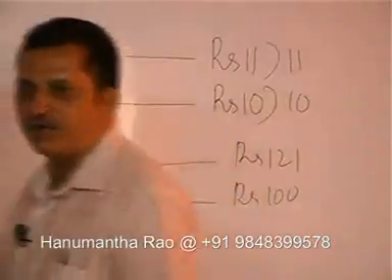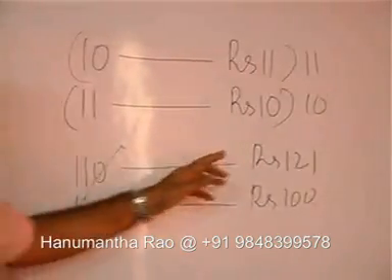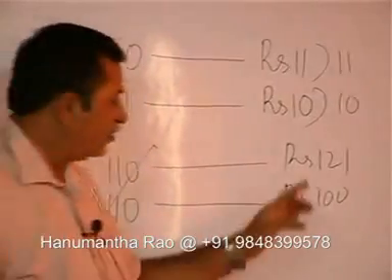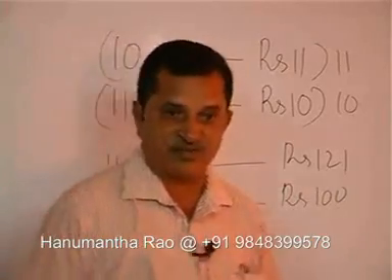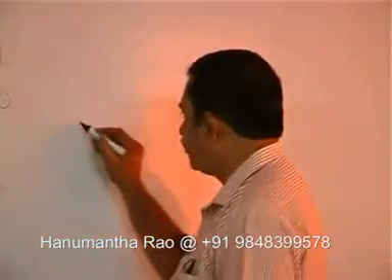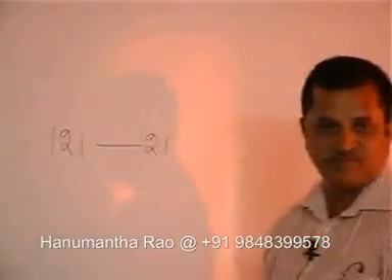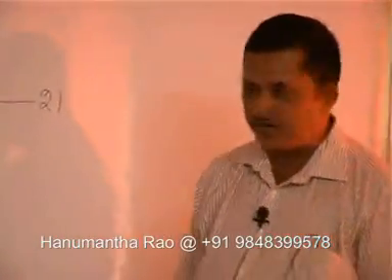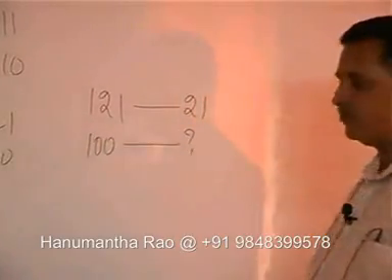Then forget about the number of articles. For every 121 rupees investment, that fellow is getting 100 rupees, not 121. 121 rupees is the investment, 100 rupees is the selling price. So for an investment of 121 rupees, there is a loss of 21. For an investment of 100, what would be the loss?